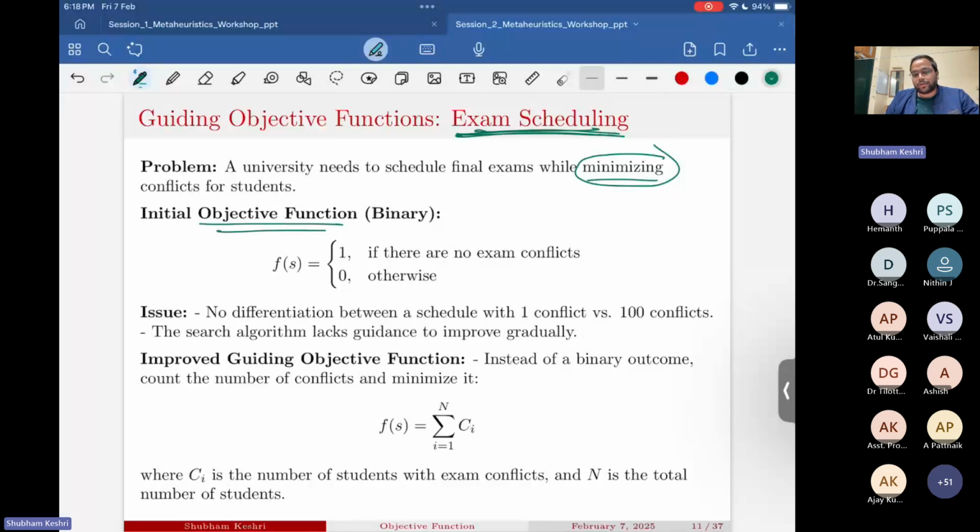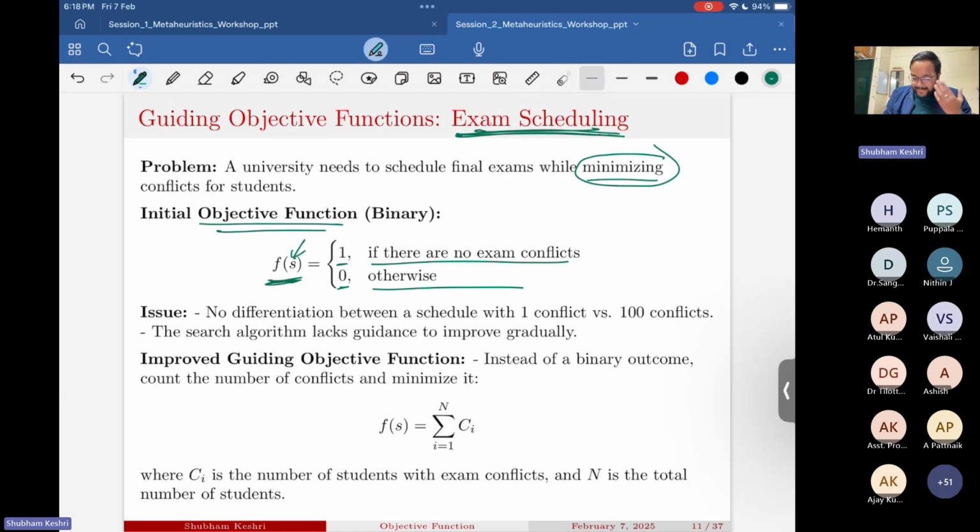Whether there is a conflict or not. So if you give me a solution, I will check, okay, this solution has a conflict. So the objective function becomes 0 if there is a conflict, or 1 if there is no conflict. This is the objective function of a problem.